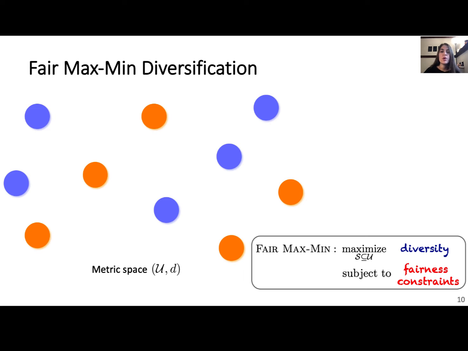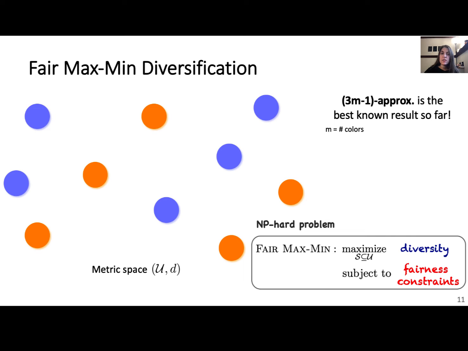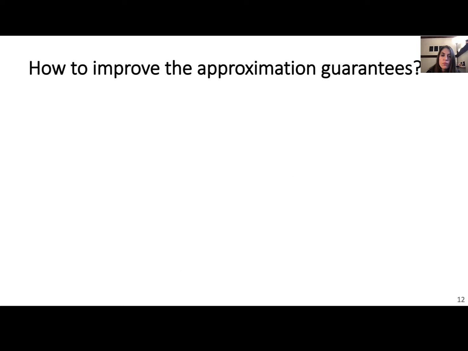In other words, we are trying to maximize the diversity of the selected set subject to some fairness constraints. At a high level, diversity models how spread out the points are in space, while fairness aims for sufficient representation for the two colors. The best approximation result for Fermat's mean diversification, which is an NP-hard problem, is a 3m minus 1 factor, where m is the number of colors. In this work, we ask, how can we improve the approximation guarantees for this problem?